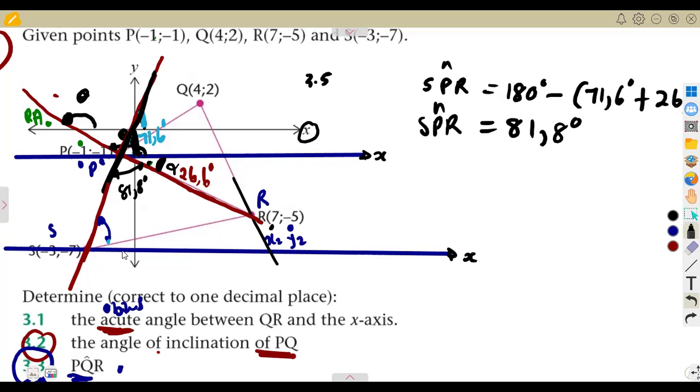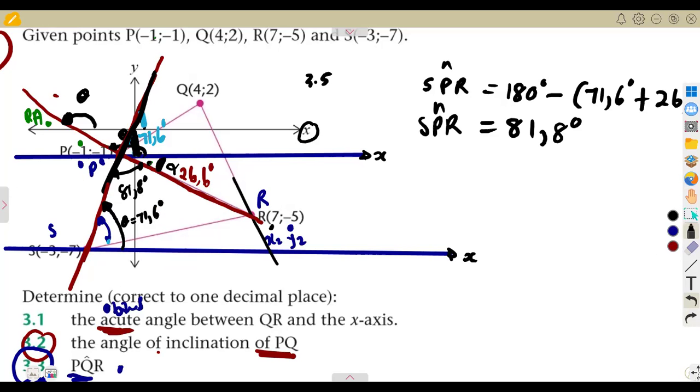So you are going to see that there is an angle of inclination between this line SP and the positive side, the right side of the x-axis. We calculated this angle before. We called it 71.6. Let's say it is theta. Theta is equal to 71.6 degrees.